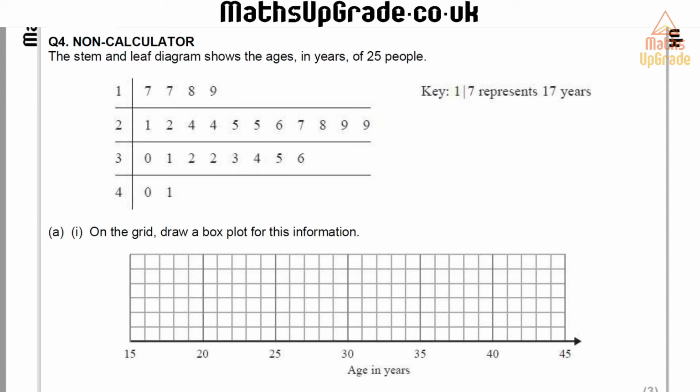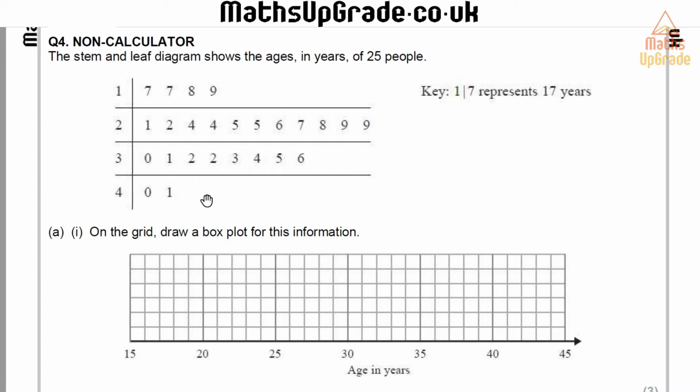Question 4, we're given a stem and leaf diagram that shows the ages in years of 25 different people. So we're told the key here, 1, 7 represents 17 years. So this is 17, this number would be 18 and 19, etc. So I need to draw a box plot for that information. So remember, for a box plot, you need the minimum value, which in this case is 17, the greatest value, which in this case is 41, and you also need the lower quartile, median, and upper quartile.